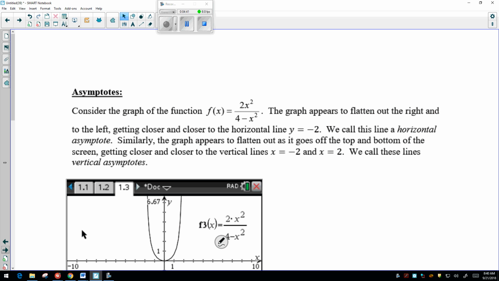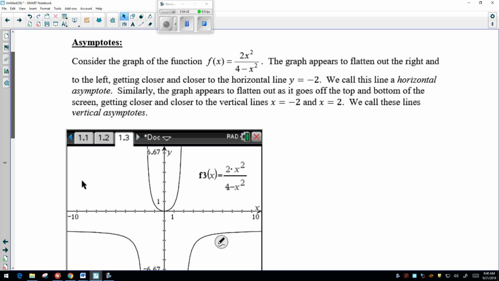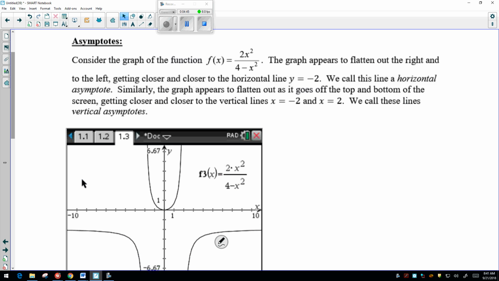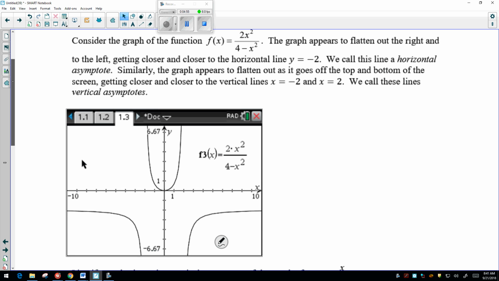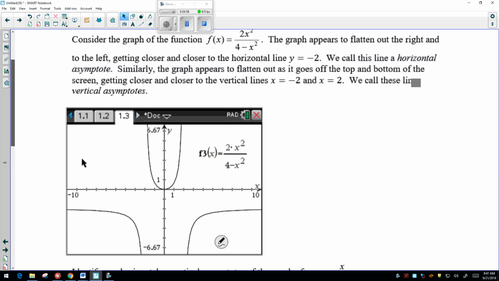Okay. Next topic we're going to take a look at is asymptotes. So when we're talking asymptotes, we get both vertical and horizontal asymptotes. So below we have a function, and it appears to flatten out as we get to the left and to the right. So if I take a look at this function, I can see it's starting to flatten out as I get to the left and as I get to the right. And that is looking like a horizontal line. There's your horizontal asymptote. So on this graph, I can see I have a horizontal asymptote at -2.